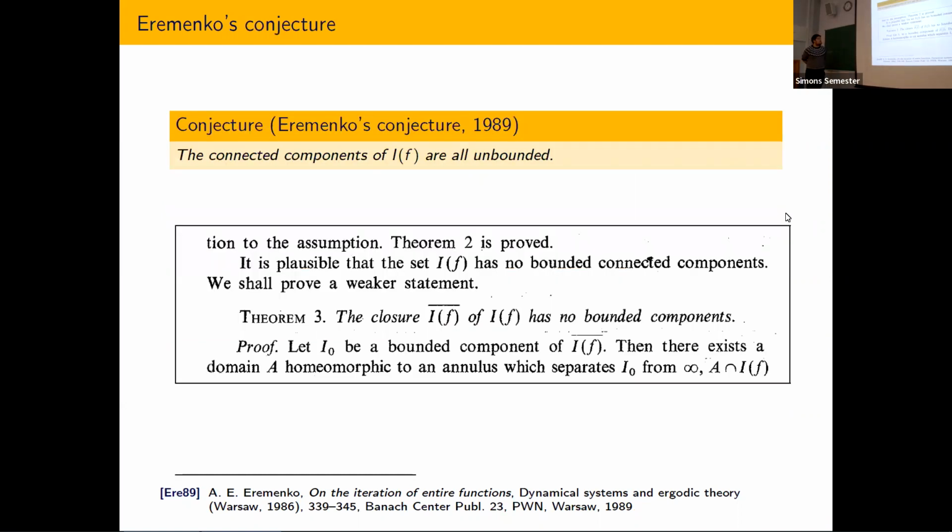So the conjecture that he made in this paper in 1989 is that the same was true if you remove the closure. So this is the theorem, and just before the theorem he said it is plausible that the escaping set has no bounded connected components, and we shall prove this weaker statement. And this has remained an open question for a very long time and has motivated a lot of the research that has been going on in transcendental dynamics and produced a lot of very nice results.